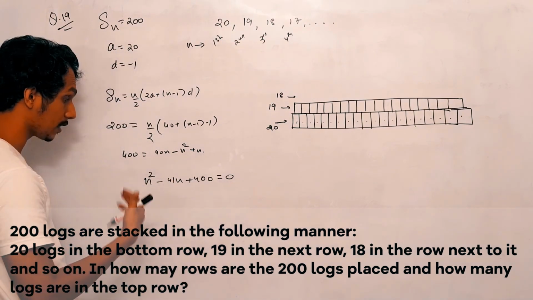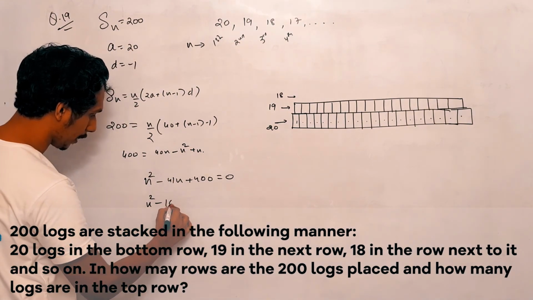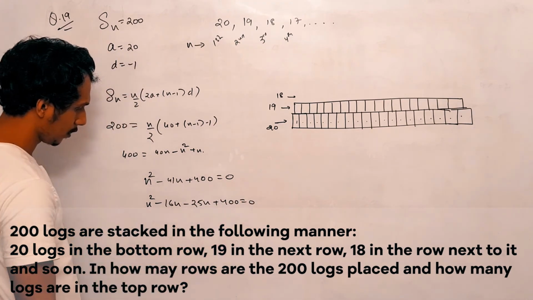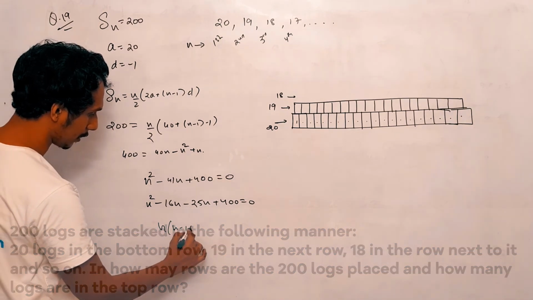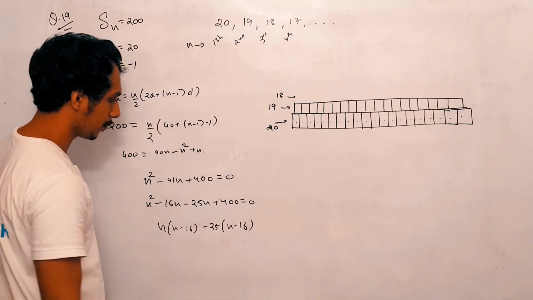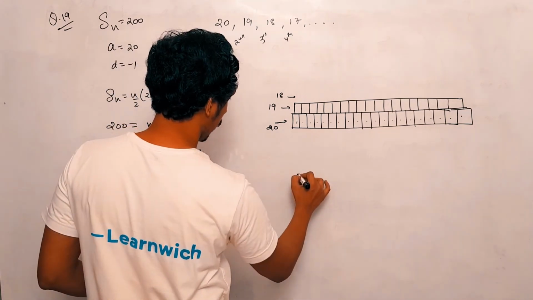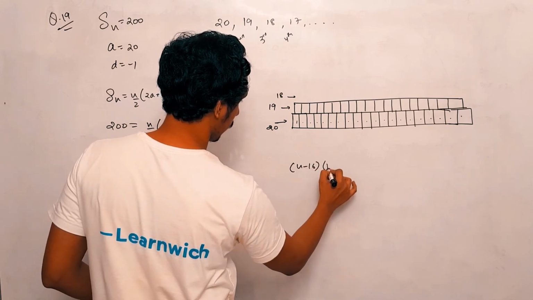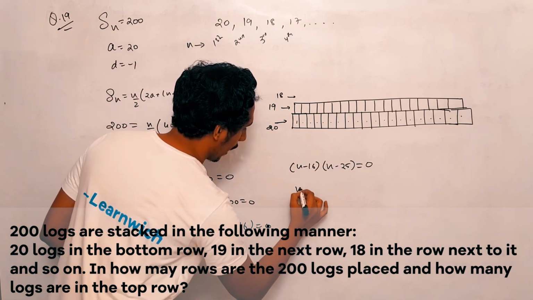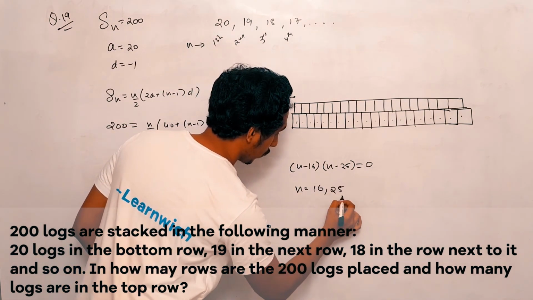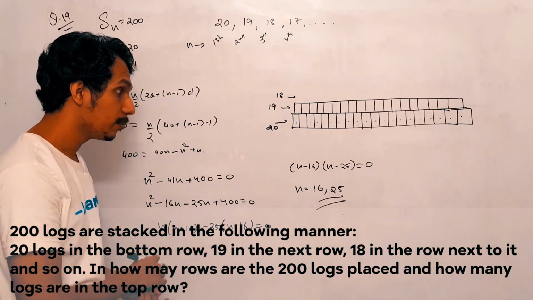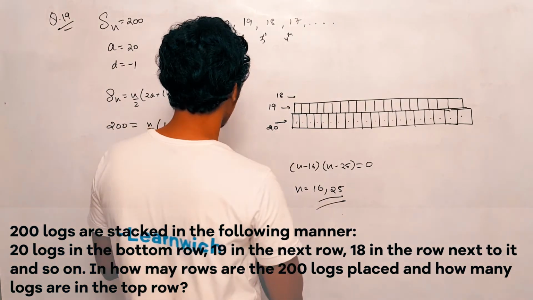So 400 is 16 into 25, so n square minus 16n minus 25n plus 400 equal to 0, or you can write n into n minus 16, here also it will be n minus 16, minus 25 comes out, this is equal to 0, or you can say n minus 16 into n minus 25 equal to 0, or you get n is equal to 16 or 25. Oh wow, now you have two values for n. Sir, which value will I choose for n? Both values correct? I don't know. Let's find out.